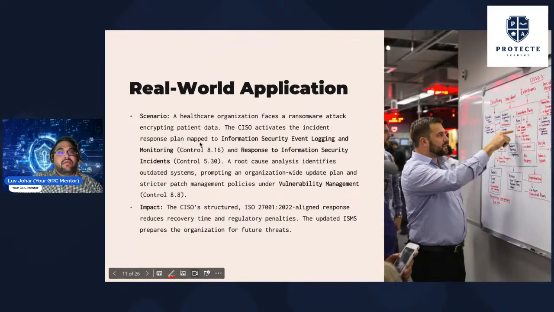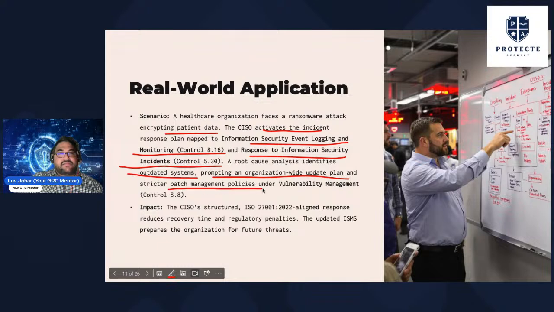So now let us see with a real example how a CISO got helped with ISO 27001. A healthcare organization faces a ransomware attack encrypting the patient data. The CISO activates the incident response plan mapped to information security event logging and monitoring control 8.16, and response to information security incidents control number 5.30. Root cause analysis identified that it happened because of outdated systems. So an organization-wide update plan was launched and stricter patch management policies were included because of control 8.8.